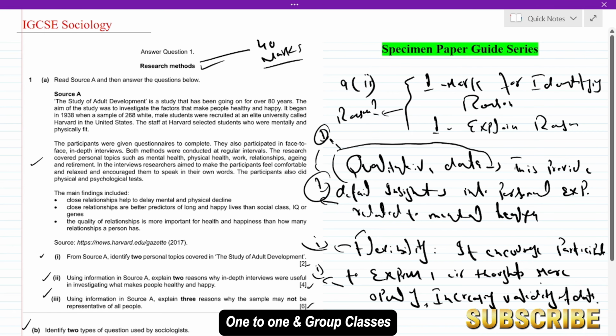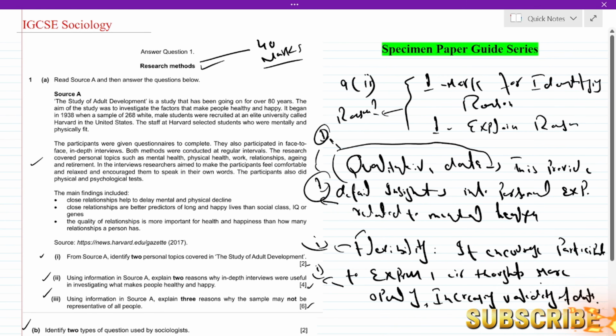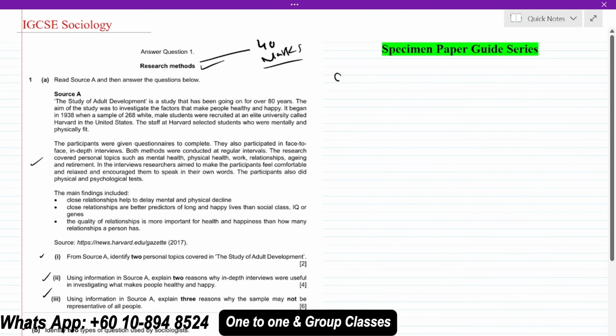Again, now you can see for two identifications, we totally got how much? We totally get 4 marks. So this is how you have to write the answer to get 4 out of 4 marks. Now move on to source A part 3.